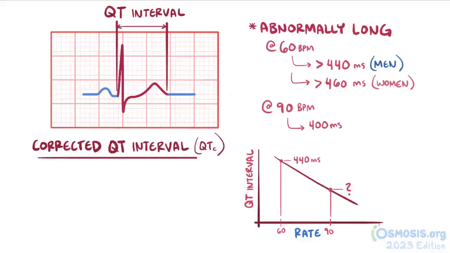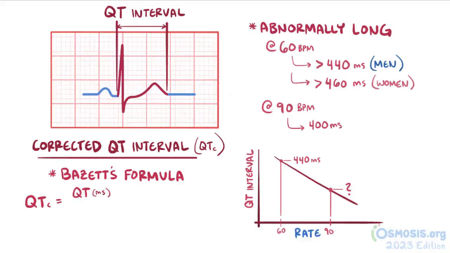Even though there are several formulas you can use, the Bazett's formula is probably the simplest, where the corrected QT interval equals the QT interval in milliseconds divided by the square root of the R to R interval in seconds divided by 1 second. As a bit of a side note, usually this formula is expressed without the divide by 1 second bit, but the astute observer will notice that the units won't work out if you don't divide by 1 second. Alright, so let's use our 90 beats per minute and 400 millisecond QT interval from before, and also assume that it's a male.